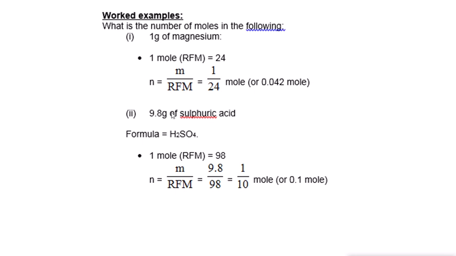Next, 9.8 grams of sulfuric acid. So again, get your formula, you need the formula for the RFM. So H2SO4 for sulfuric acid. 1 mole works out to be 98. And then if you divide your 9.8 by 98, that simplifies down to 1 over 10, or 0.1. And again, at this stage, 9.8 over 98, don't be afraid to use your calculator and put the figures into it.